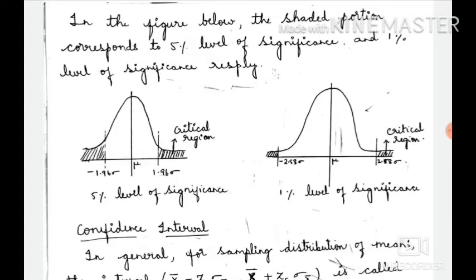Next, for 99% confidence level, the normal curve area covered is 99% by the confidence level, or it is called level of acceptance, and the shaded area is the critical region or the level of significance.